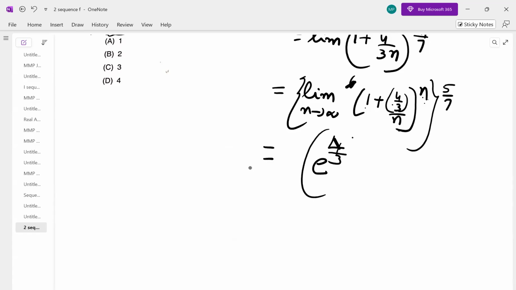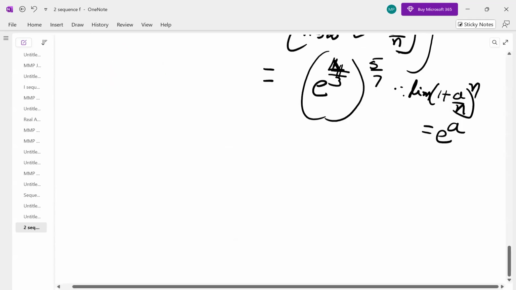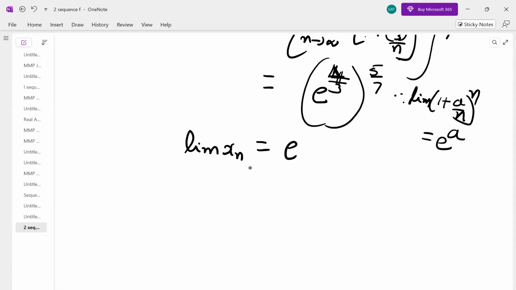Whole power 5 by 7. Which formula have we used? Limit of (1 plus a by n) whole power n is e power a. Instead of a, we have 4 by 3. So this limit of xn will become e to the power of 20 by 21. This is given to be equal to k.